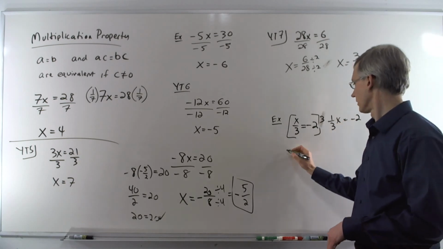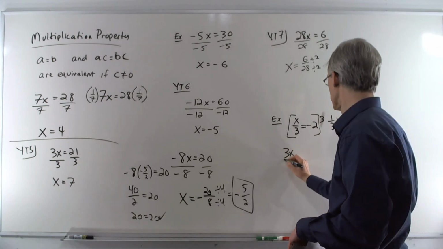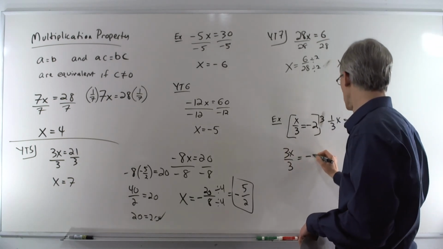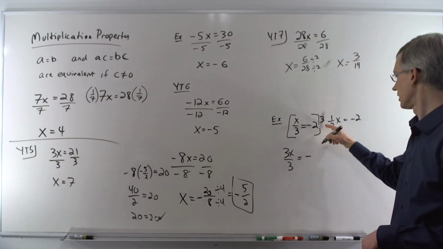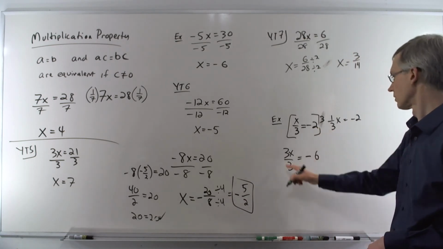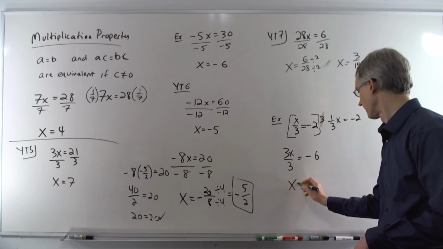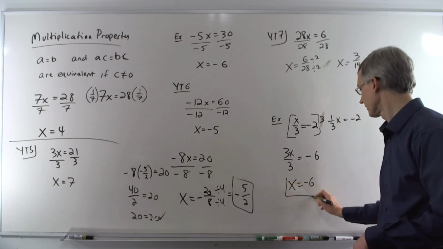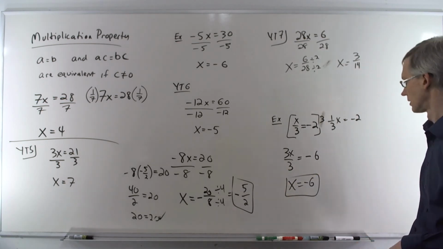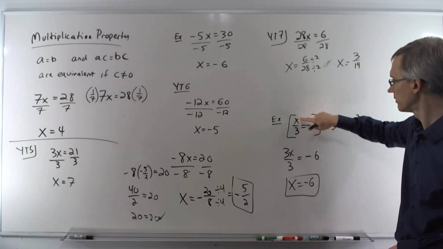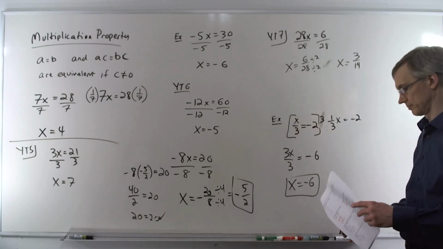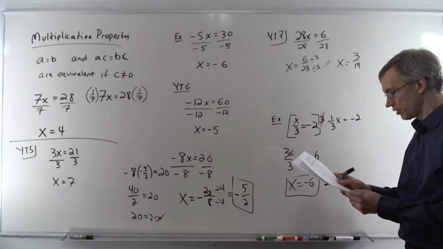That way, on the left-hand side, we have 3x over 3 equals negative 2 times 3 is negative 6. The 3's cancel. x equals negative 6. So if I take negative 6 and plug it in here, negative 6 divided by 3 is negative 2. Your turn, number 8.